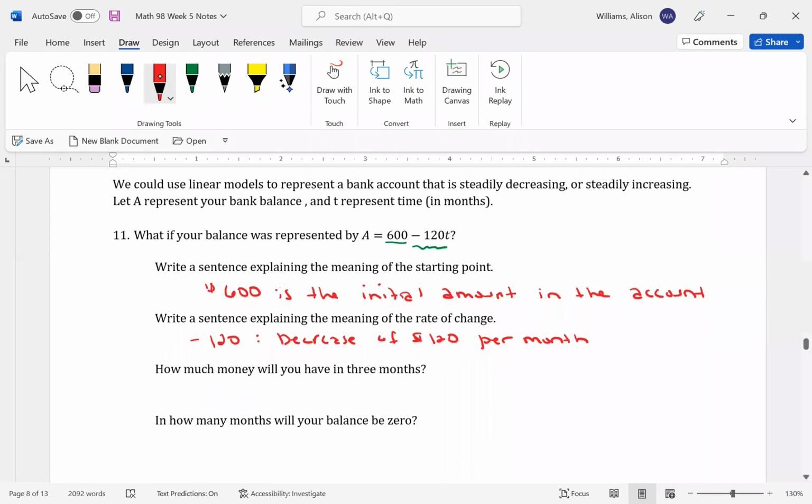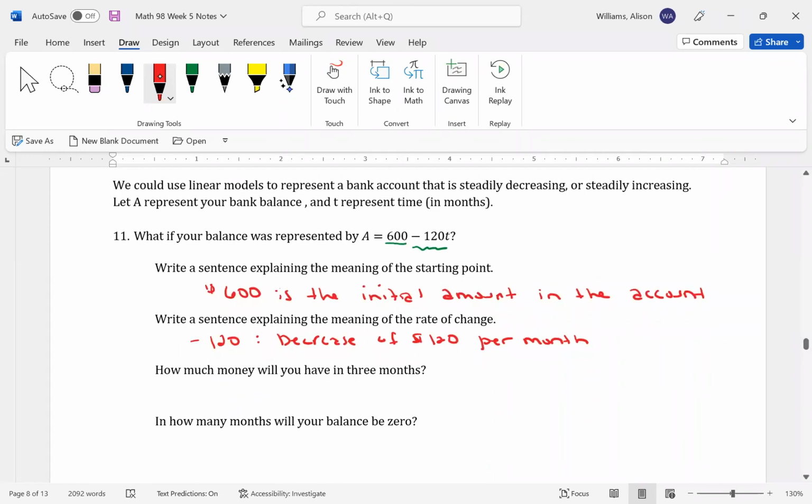So how much is going to be in there in 3 months? Well, that's going to be plugging in T equals 3 into the formula. I'm going to get A equals 600 minus 120 times 3. Plugging that into my calculator, I'm going to get 240. So the answer is $240 since we're talking about money.